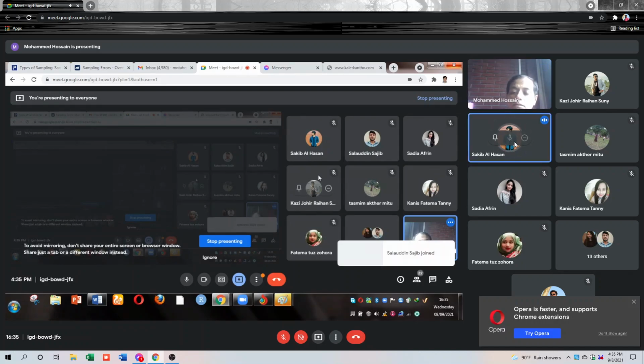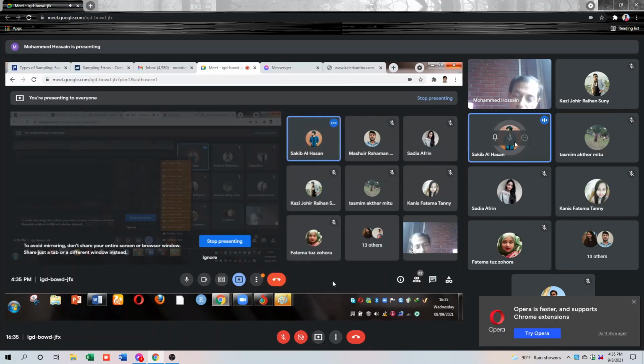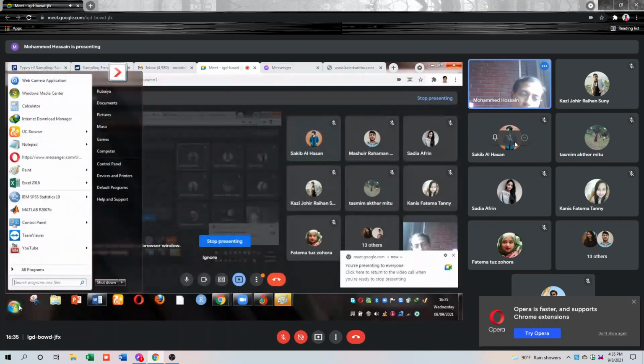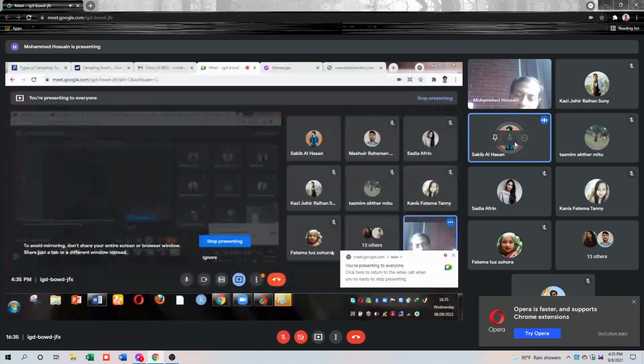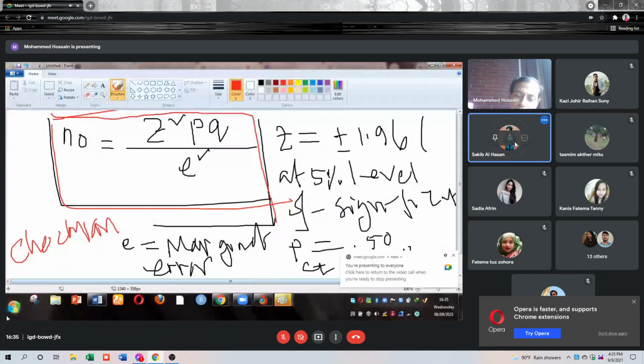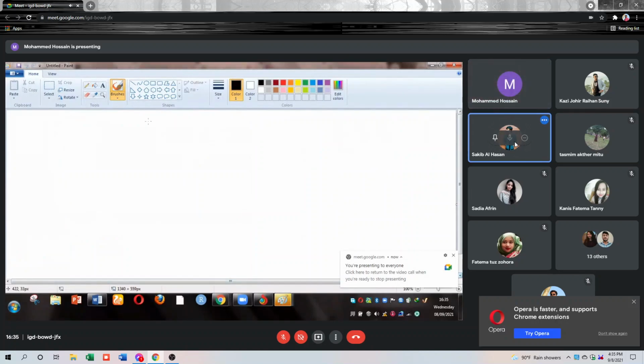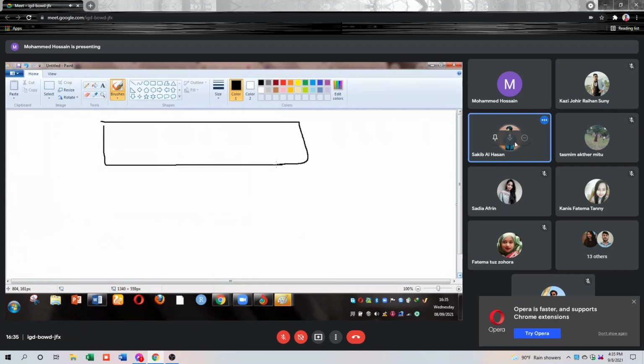Yes, sir. Stratified random sampling is to divide the whole population into different groups, and each group will be homogeneous within but heterogeneous between groups. And the proportional sample size formula is n1 equal to capital N1 divided by N into small n, and in this way we have to collect the values of small n1, small n2, up to nk.